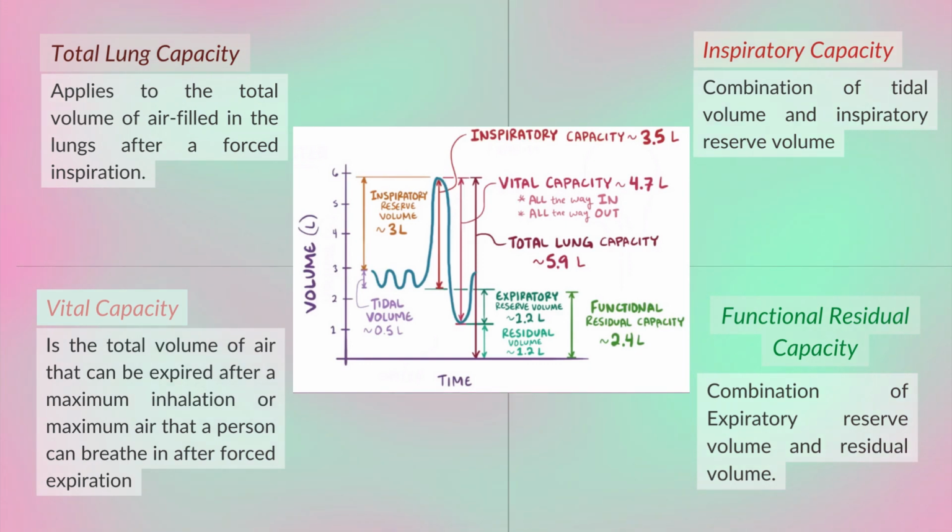obstructive lung disease, where the airways are blocked. And then lastly, we have the functional residual capacity. Combining the expiratory reserve volume and the residual volume will give us the functional residual capacity, which would be about 2.4 liters of air.